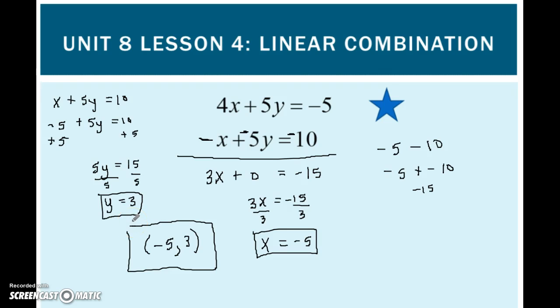And again, always go back and double check your answer. If I were to plug these in, 4 times a -5 for my x value, I get a -20, plus 5 times 3 is 15. -20 plus 15, that does equal -5, and that one checks out. And this other one we already kind of checked out here, but if you plug it in, -5 plus 15, because 5 times 3, so -5 plus 15 is equal to 10, and that one did check out as well. So the solution to this system of equations is -5, 3.